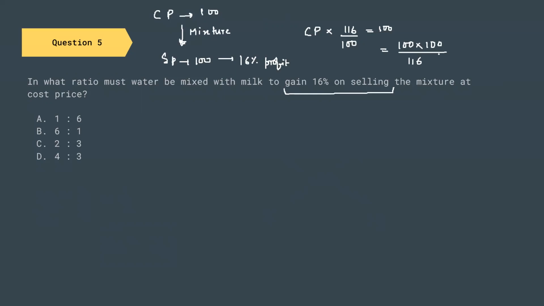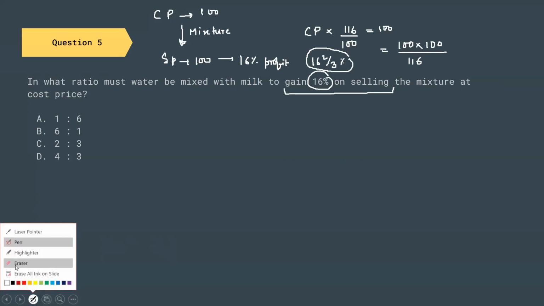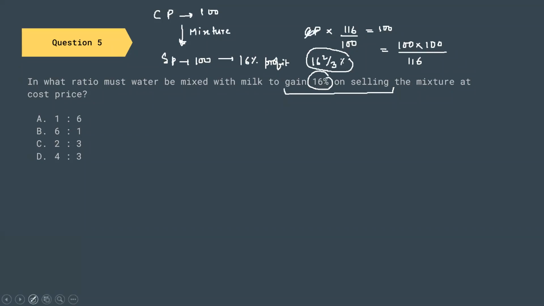So there is one little thing missing in the question. Actually, this term will be 16 2 by 3. Actually, you can do this question using this 16% only, but then our options won't match. So the profit earned is 16 2 by 3. So I will just recalibrate my answers. So I will just remove this thing.